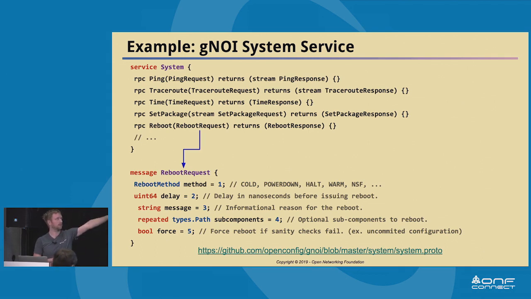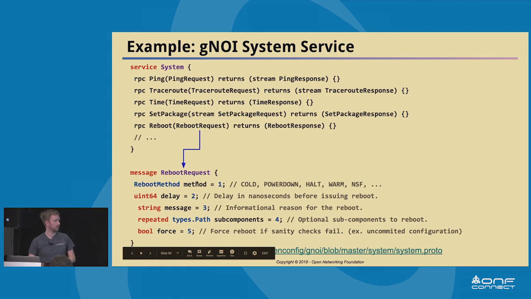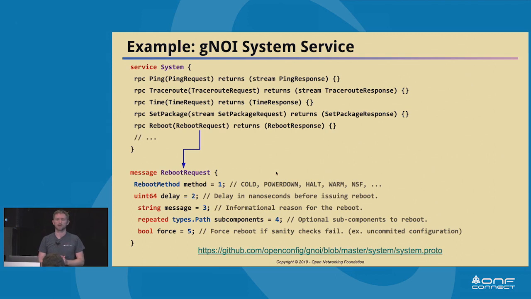New devices could either add additional RPCs to the protobuf definition for a particular service, or they could introduce a new service. For example, in system, we have ping, traceroute, time, set package, and reboot. Instead of passing a string of command line parameters, we have more semantically meaningful types provided as inputs to those operations. For example, we can pass a delay and a message rather than the dash options in the reboot command in your normal CLI.